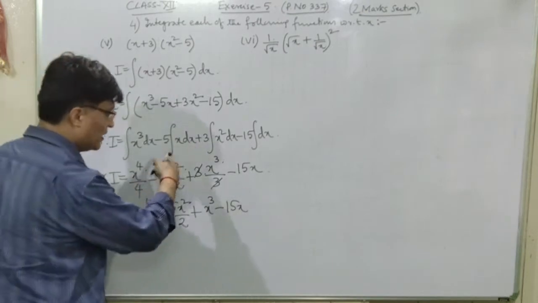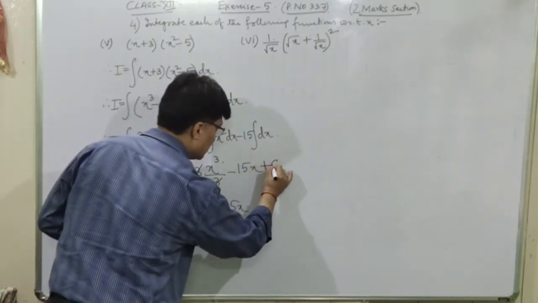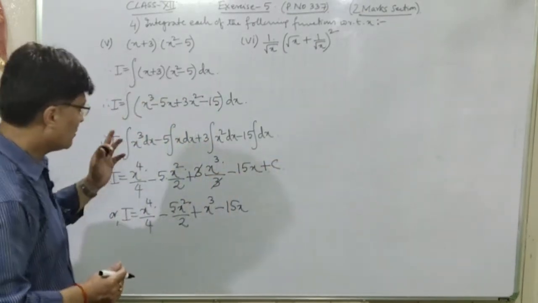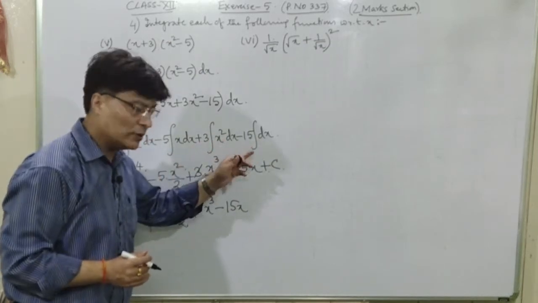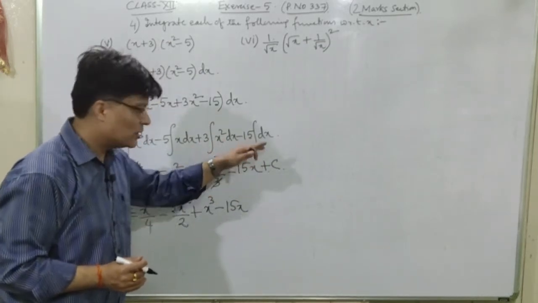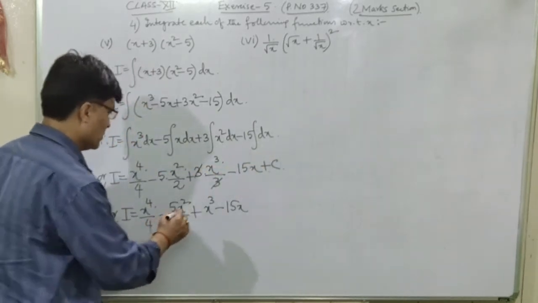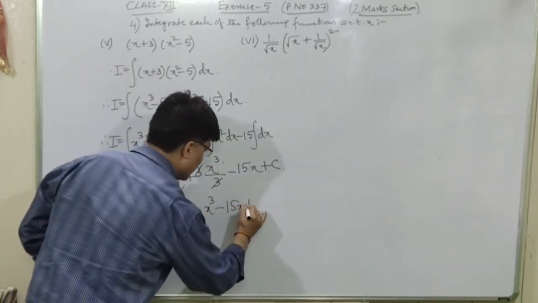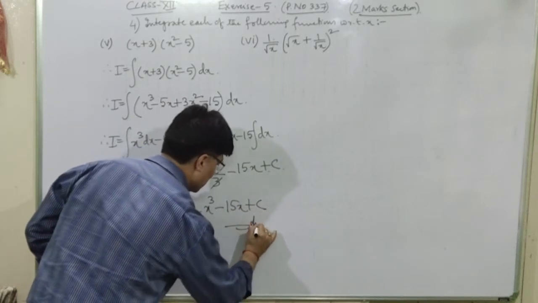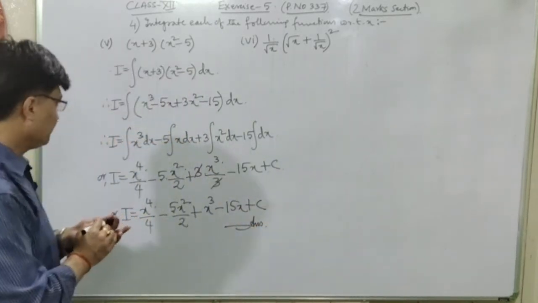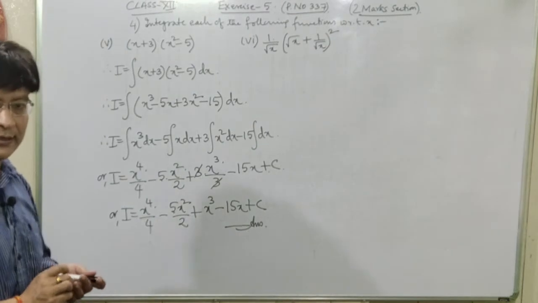Now since we have finished this integration, you have to write plus c here also. When you have finished the integration, at that time you must add plus c. Here the integration is complete at this step, so you have to write down plus c. So here also you should write plus c. So this is the final answer. So I think you have understood it.